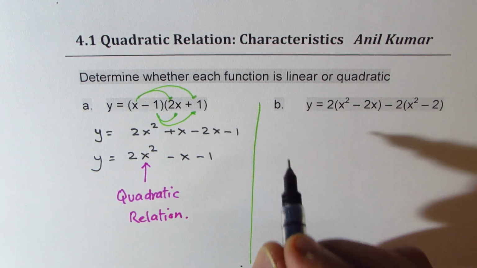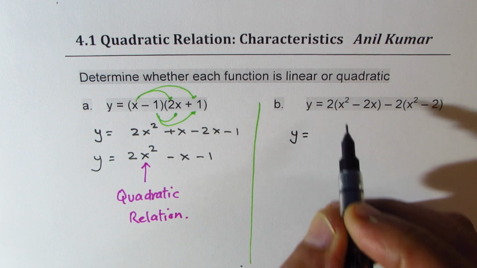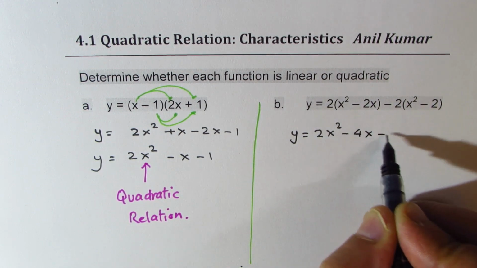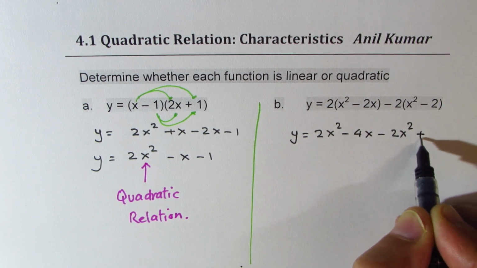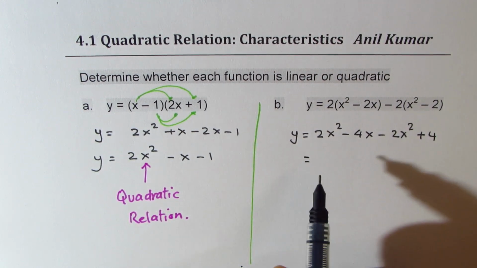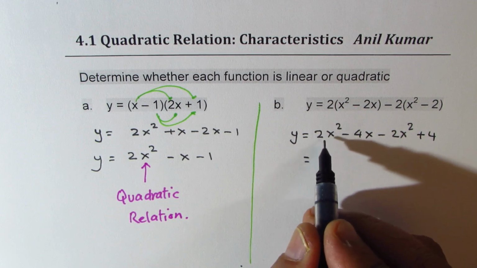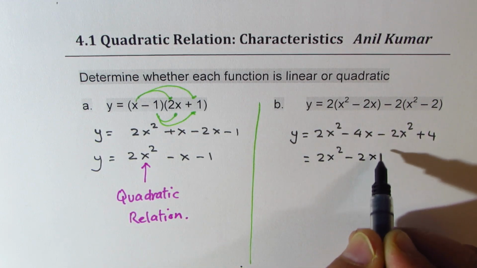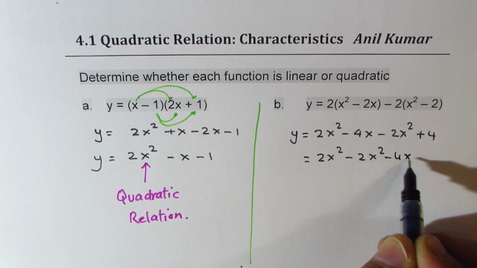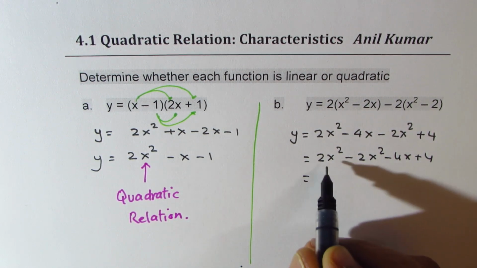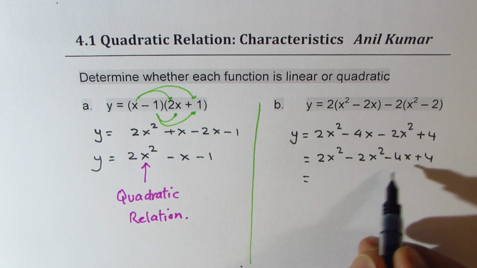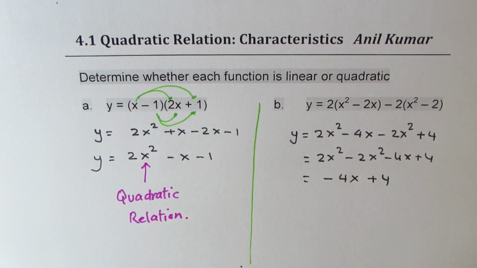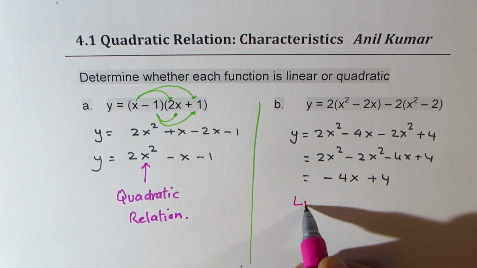Let's look into the second example. Let's again expand. So what do we get? We get y equals 2x squared minus 4x minus 2x squared plus 4. Combine the like terms. Now let me rewrite them. We have 2x squared minus 2x squared, and we have minus 4x plus 4. So 2x squared minus 2x squared is 0. What you are left with is minus 4x plus 4. Clearly, this is linear, right?